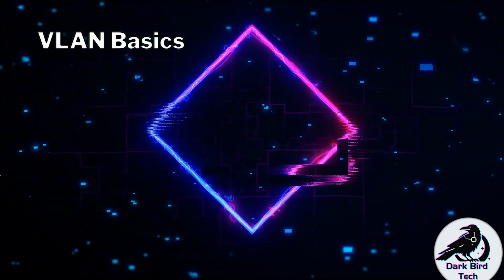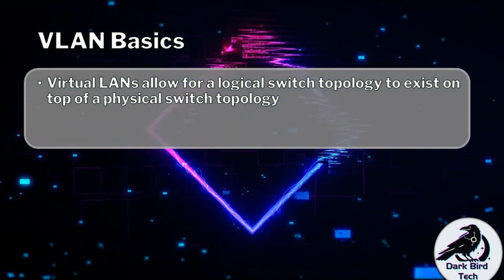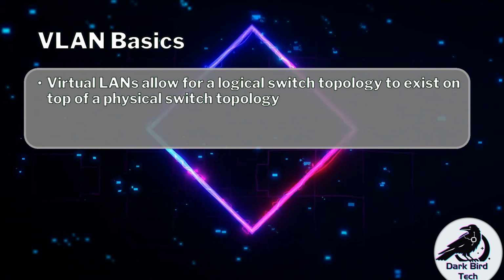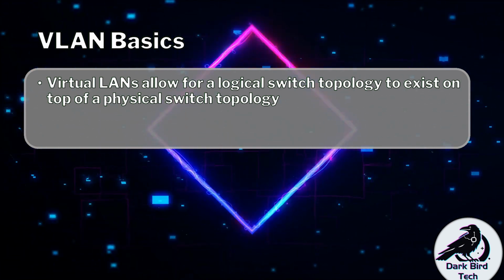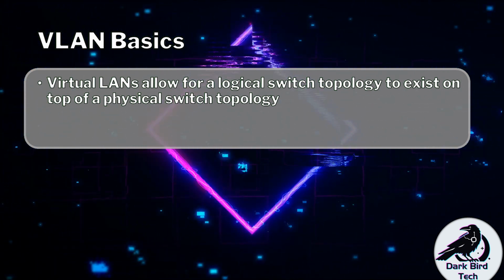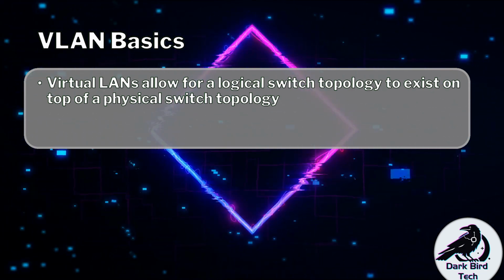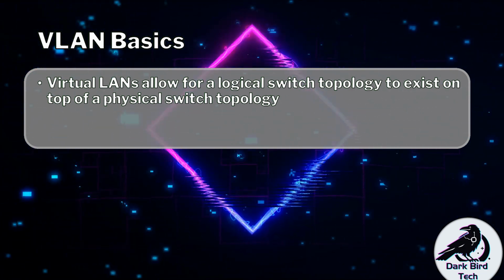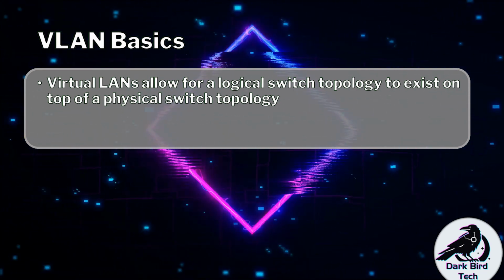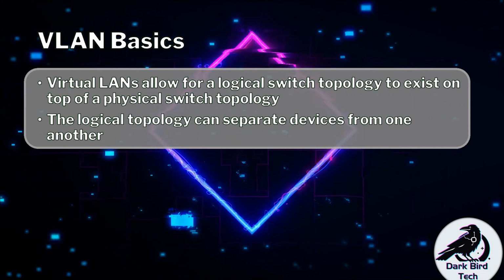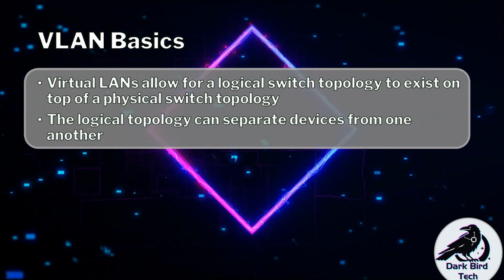So, the basics of VLANs. First of all, a virtual LAN, or virtual local area network, we love our acronyms in networking, allows for a logical switch topology to exist on top of a physical one and have different ways for traffic to forward through it. Now you can also have multiple virtual topologies on top of that one physical topology, which is why we say VLANs, plural. And the logical topology can separate devices from one another.